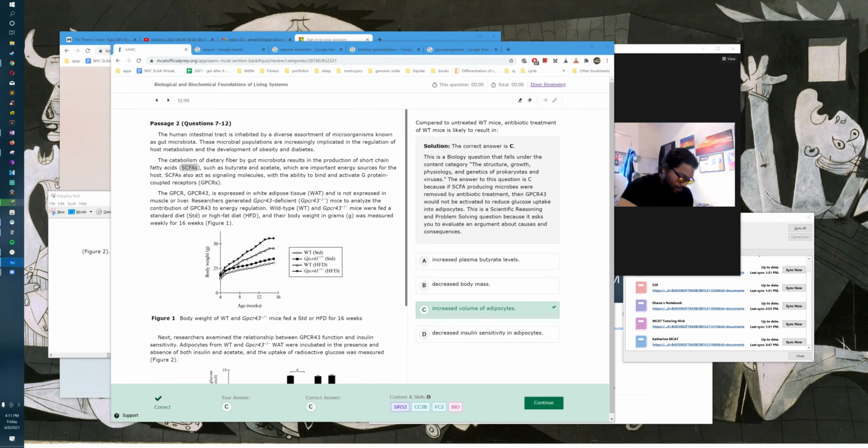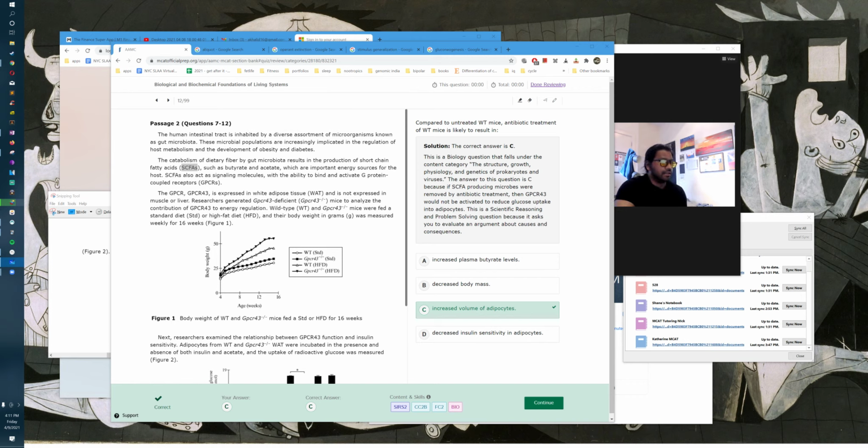right? So if we had an antibiotic, it would destroy the microbiota. So you're not going to have these made. So butyrate levels should decrease. So A is gone. Right.